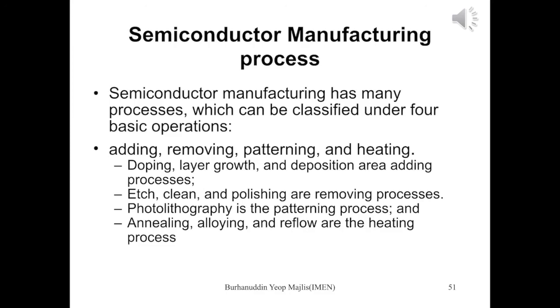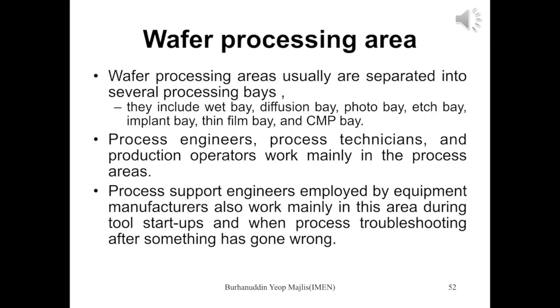Photolithography is the patterning process, and annealing or alloy and reflow are the heating process. So easy, we can divide it into 4 classes of process for semiconductor manufacturing. Wafer processing area usually is separated into several process bays. They include wet bay, diffusion bay, photo bay, etch bay, implant bay, thin film bay, or CMP bay. Process engineers, process technicians, and production operators work mainly in the process area.